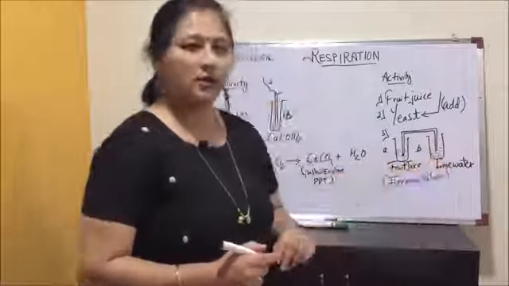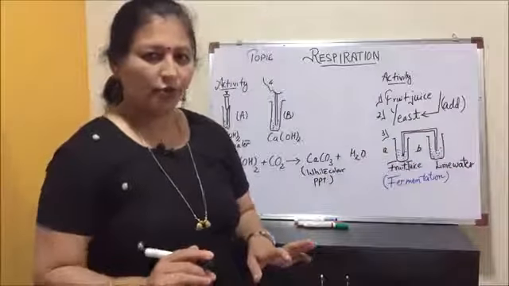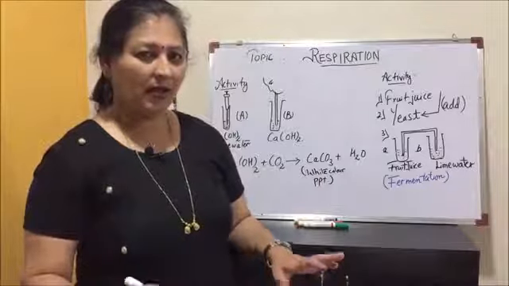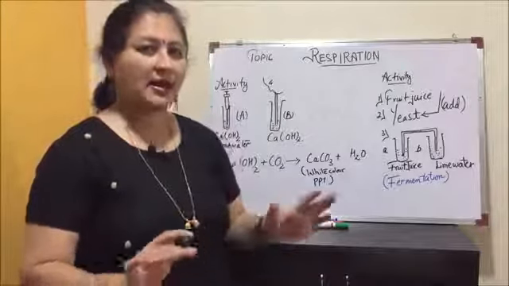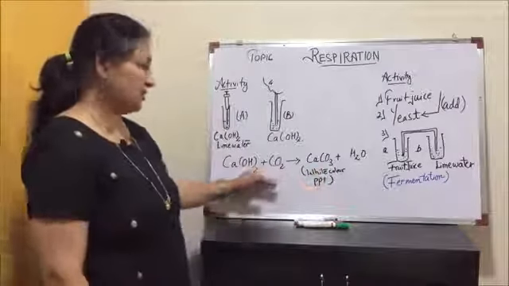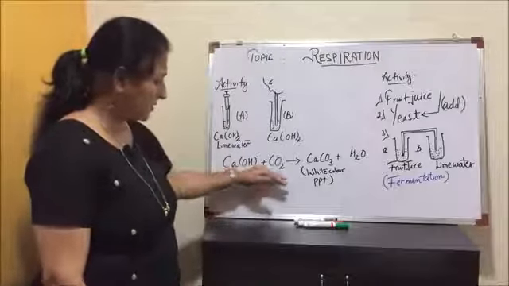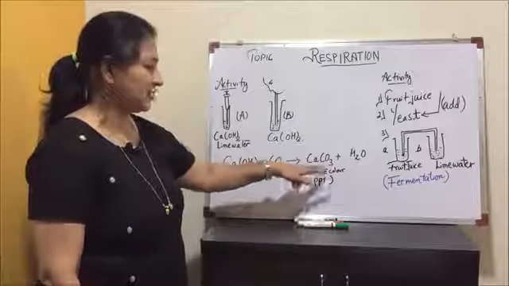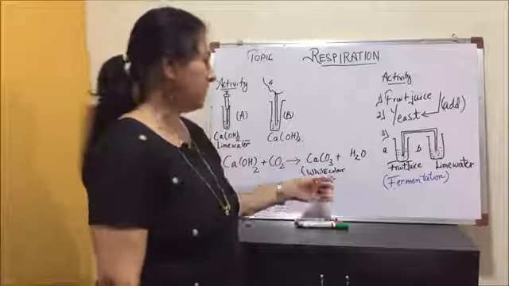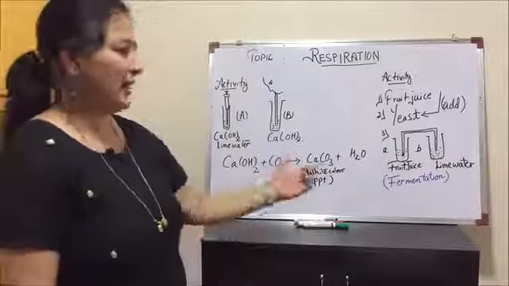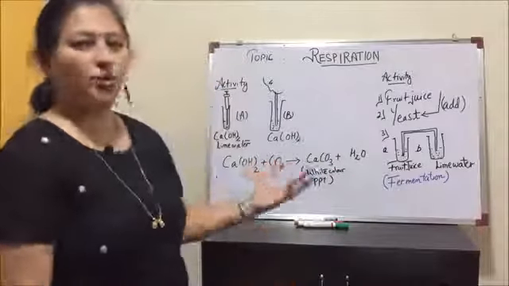And what is the result? After some time you will find that this lime water has turned milky. So when lime water turns milky, it means the gas which has evolved is carbon dioxide. Carbon dioxide turns lime water milky. The equation is written here. Lime water plus carbon dioxide gives you calcium carbonate. This calcium carbonate has a milky appearance, it makes a white precipitate. So definitely these two reactions show that carbon dioxide is liberated in these two experiments.